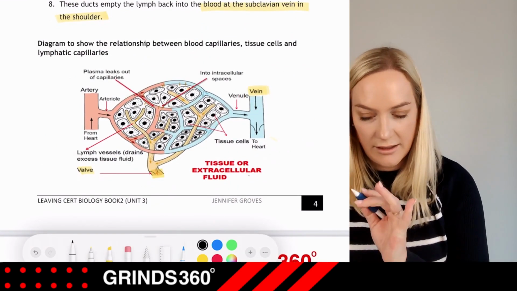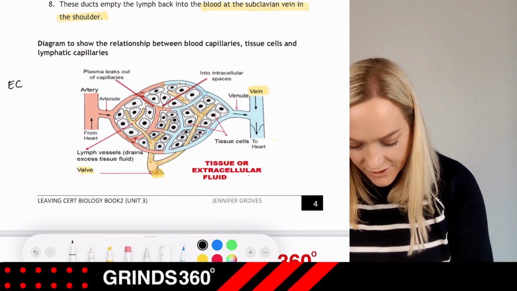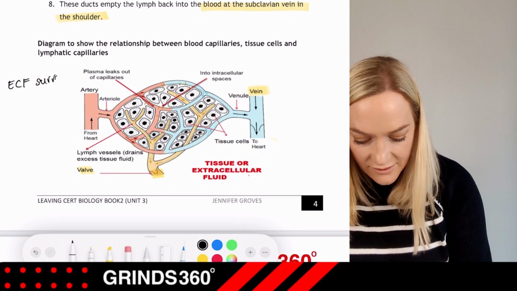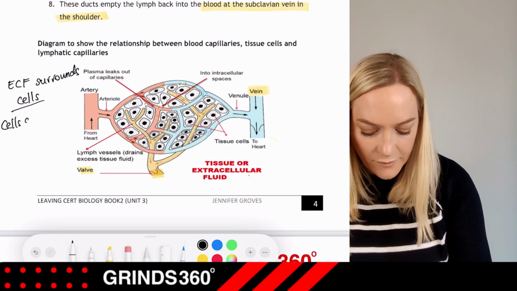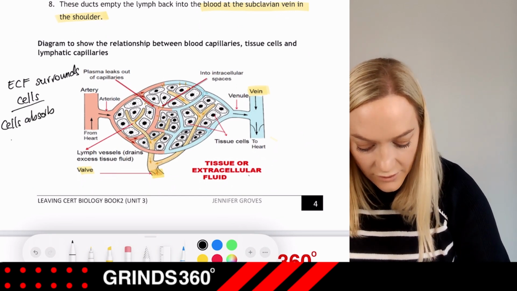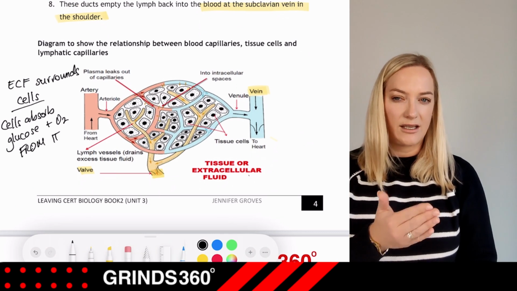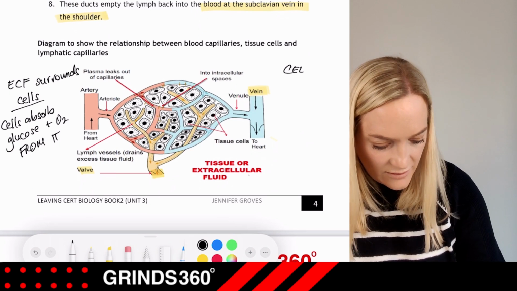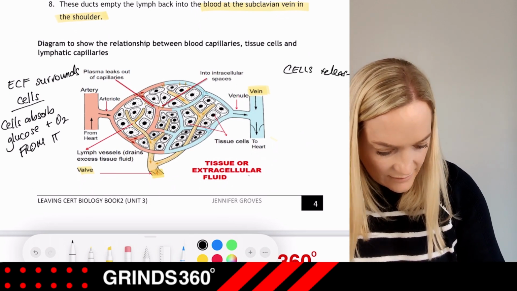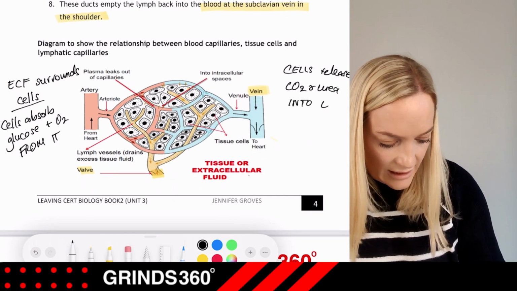So I'm just going to write here EC, just for shorthand, just for the notes. You wouldn't write this in an exam. I'm going to write here that our extracellular fluid surrounds the cells, and the cells absorb glucose and oxygen from it, the extracellular fluid. The cells release carbon dioxide and urea into the extracellular fluid.